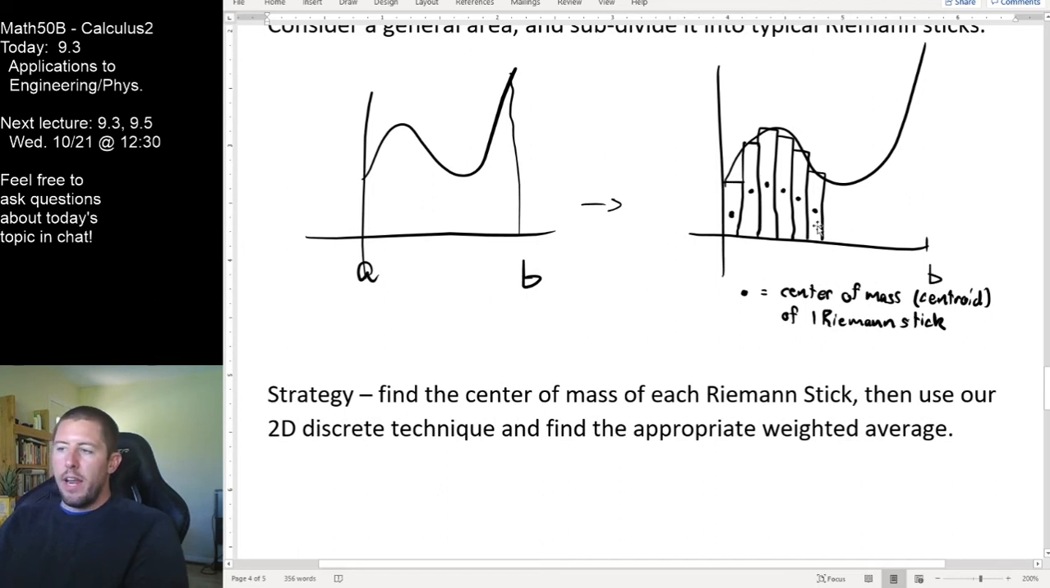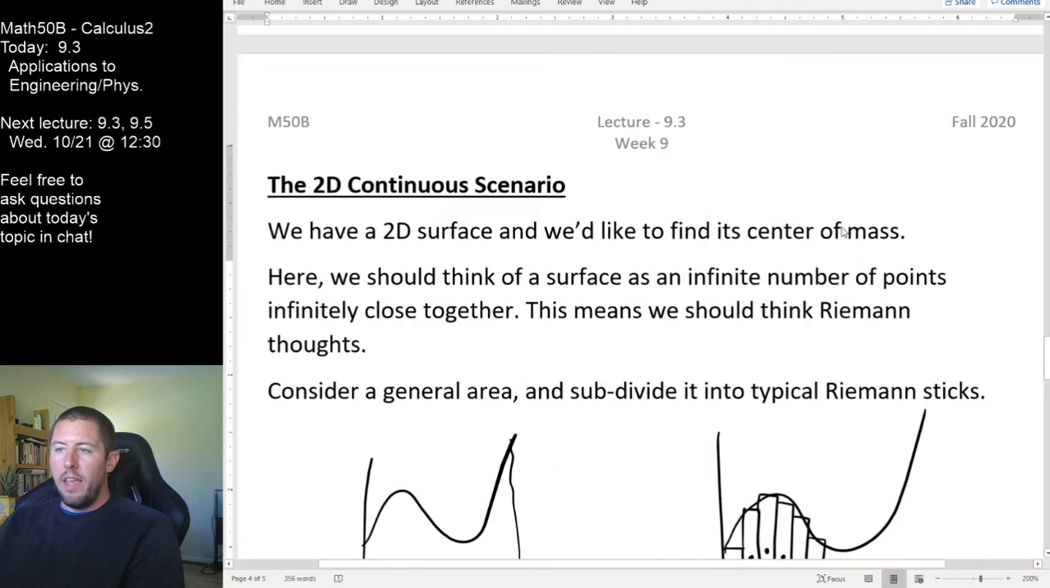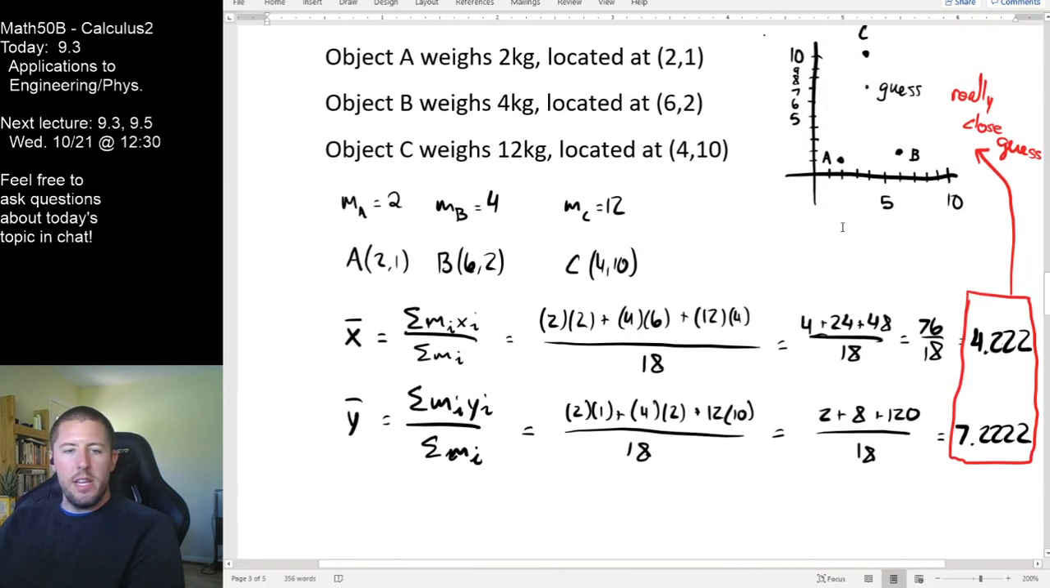So what I can do for my strategy is suppose, for example here, what do I got? I've got 6 Riemann sticks already. So maybe it looks like I'm doing a 12 Riemann stick subdivision right here, an approximation with n equals 12. I could find the 12 centers of mass of the 12 Riemann sticks and then just go back up and perform our 2D discrete scenario and have an answer, and it would be a very close estimate.